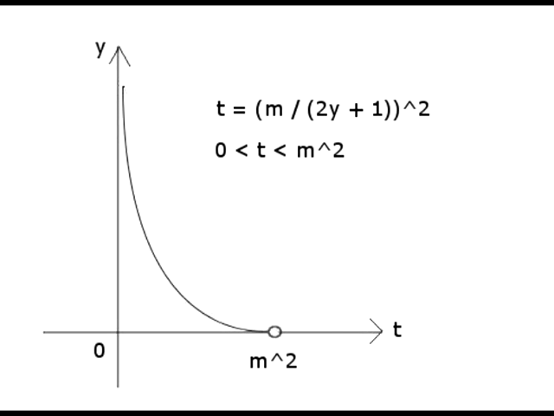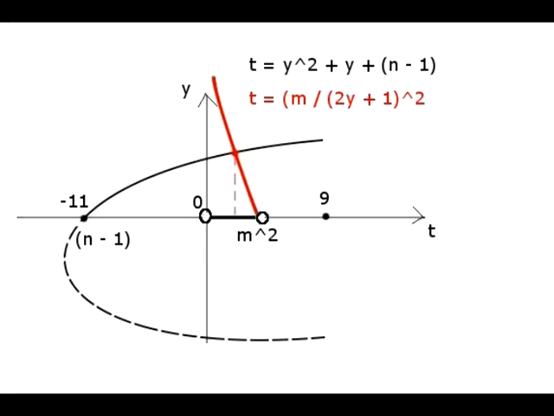And this is the graph of the equation t equals m over 2y plus 1 squared when m is positive or negative. In case when m is equal to 0, the graph is the positive part of y-axis, as we saw in the previous diagram. This picture shows the positive section of the graph of the first equation, shown in black color, and the graph of the second equation from the previous diagram, shown in red color.